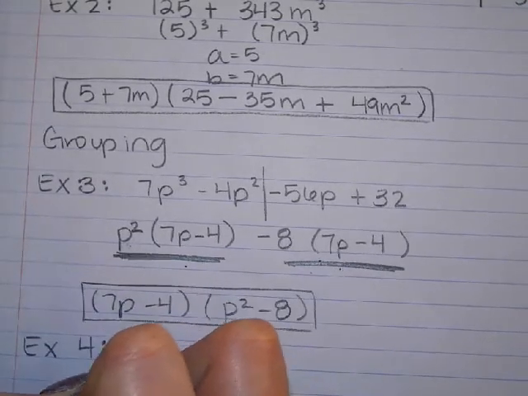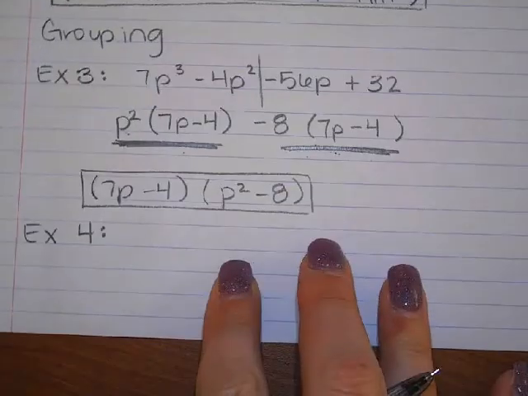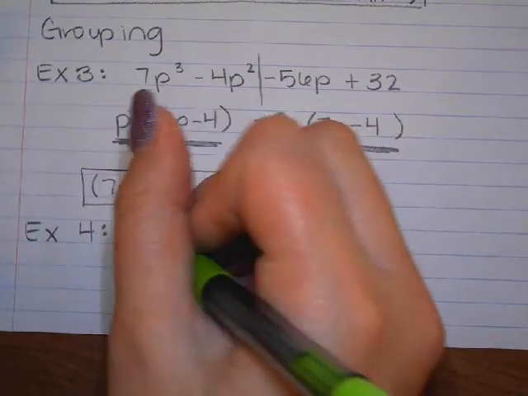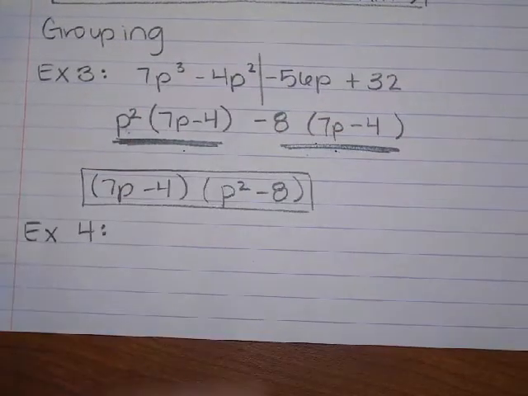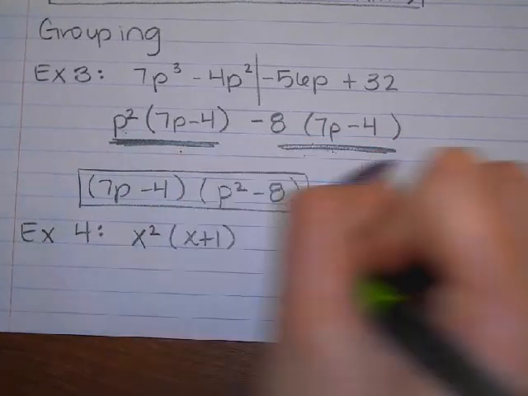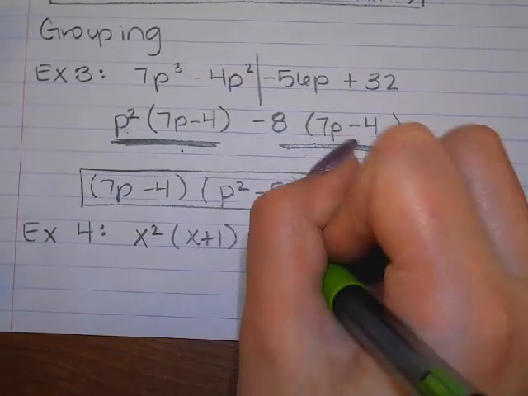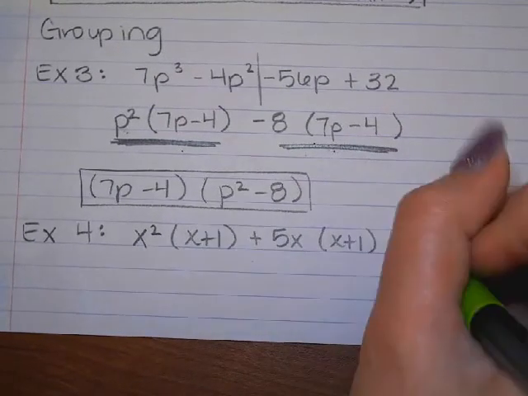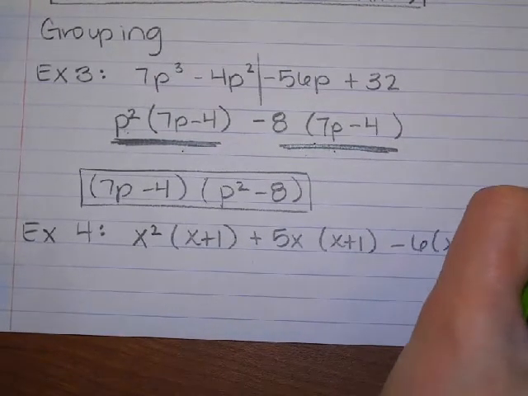I'm going to show you guys an example of a grouping problem that is very similar to what the calculus kids would see. Are you ready? Okay, let's go. All right. X squared times x plus 1, plus 5x times x plus 1, minus 6 times x plus 1.